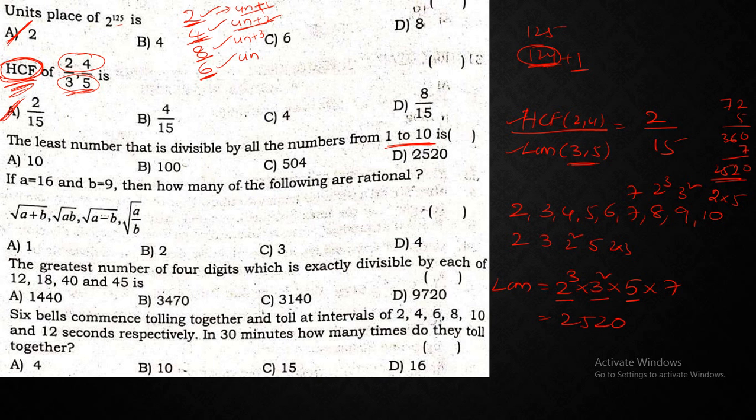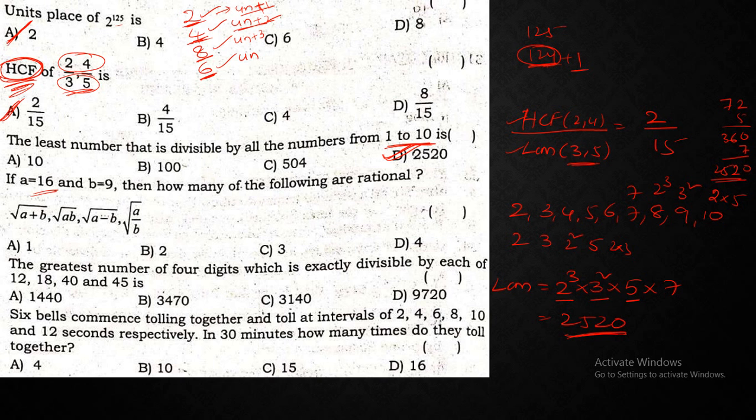So this is nothing but the least number which is divisible by all the 10 numbers from 1 to 10. So the answer is 2520. If the greatest number is asked, then for 2520 you need to take the multiples, and based on that you need to decide the answer, right?